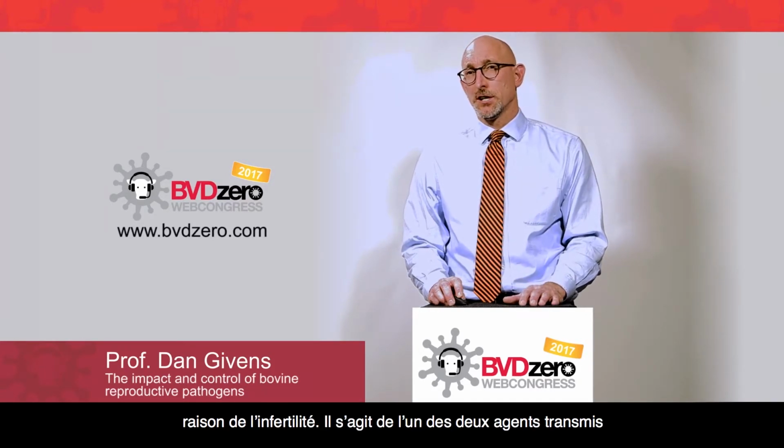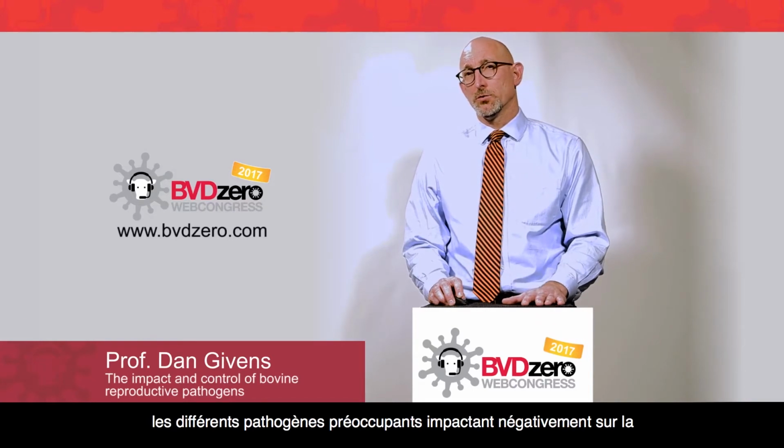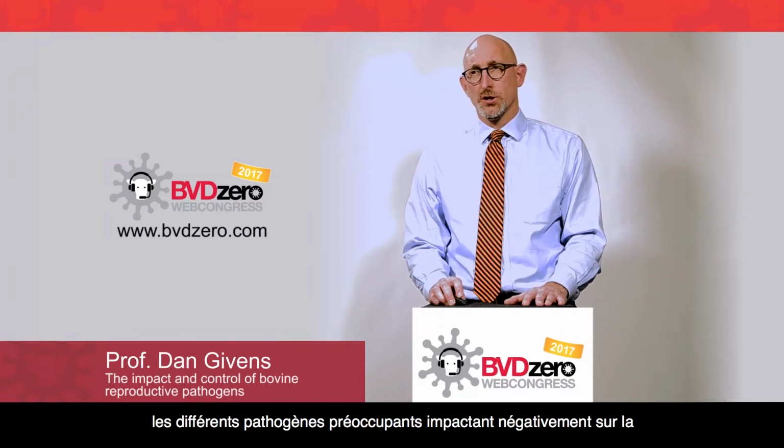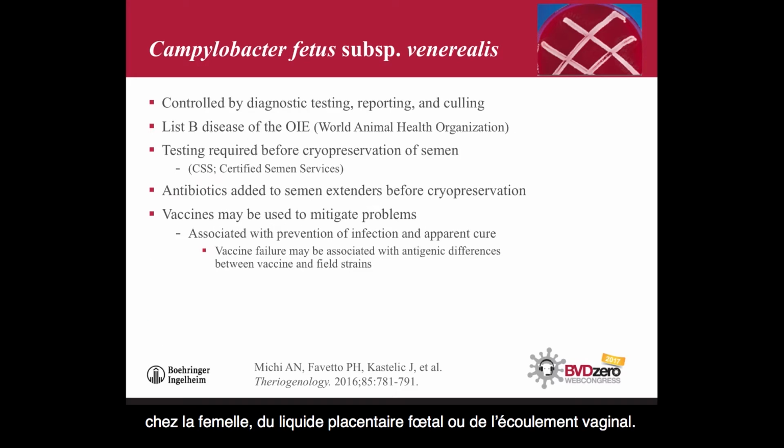This is one of the two venereally transmitted agents that we'll talk about as we consider the different reproductive pathogens of concern. This organism can survive in the cervix of the female through a full gestation, so we do have to have some control measures in place. Diagnosis is by culture of the organism from the appropriate sample. From the bull, that's preputial smegma or semen. From the female, it can be fetal fluid, placental, or vaginal discharge.